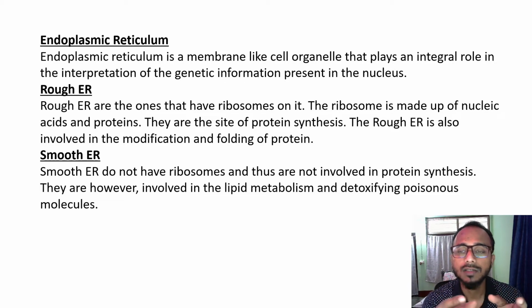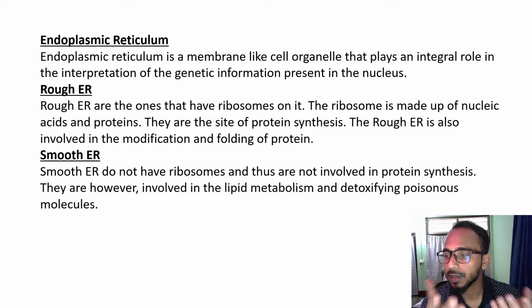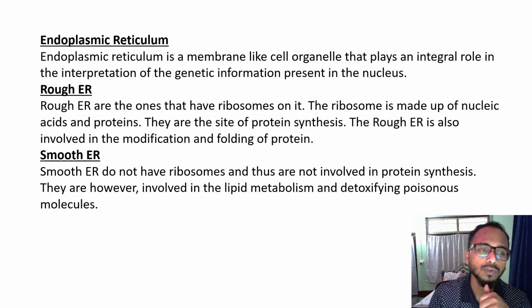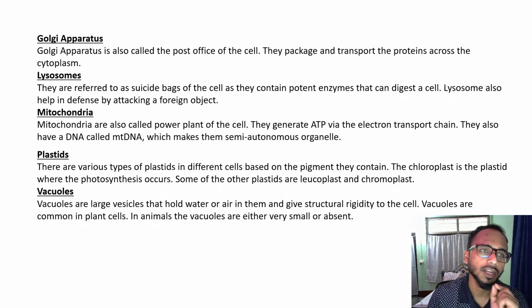Cells might get toxic because of some things that we eat, the food that we eat. Because of that, they might get toxic, which is not good for our body or for our cell. So to remove that toxin, that is detoxifying poisonous molecules, who helps? It is helped by the smooth ER, smooth endoplasmic reticulum.